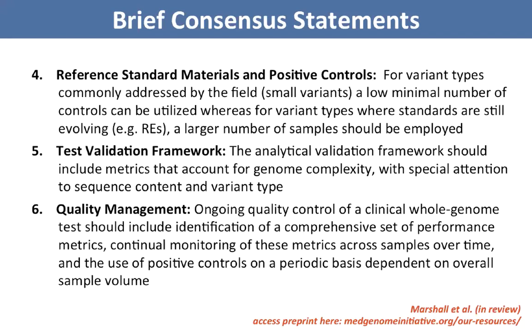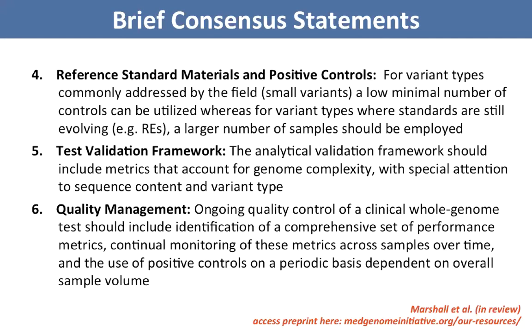However, for other more difficult regions of the genome to call, including other variant types such as copy number variants and maybe repeat expansions, which I've got an example here, you often will need a large number of positive controls to be able to validate the test.